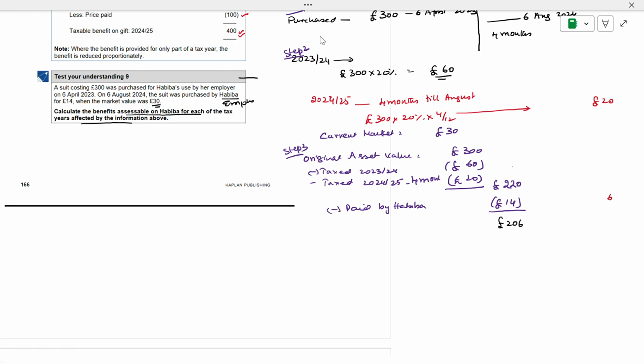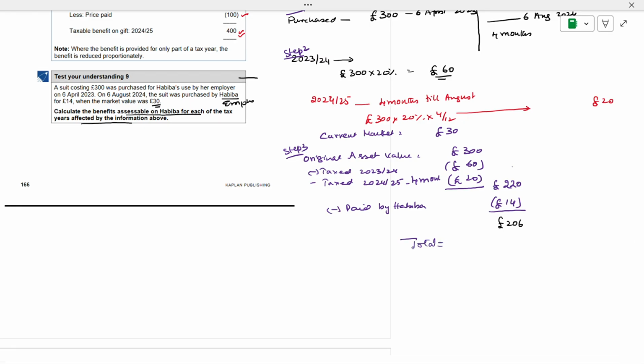How much has he been given for 4 months? For 4 months, he has used it for 20, and when it has been transferred, it is 226. Total is how much? Total is it right?